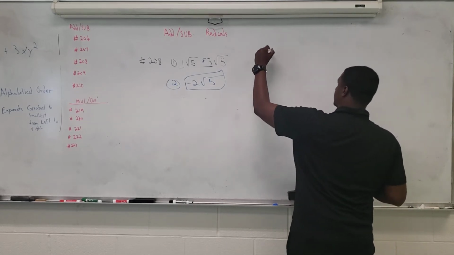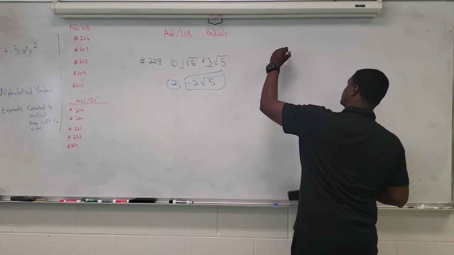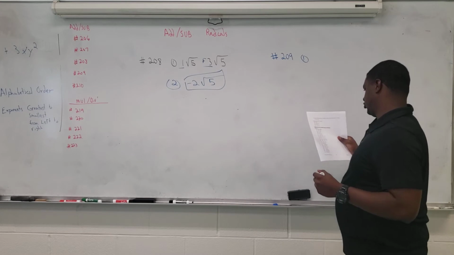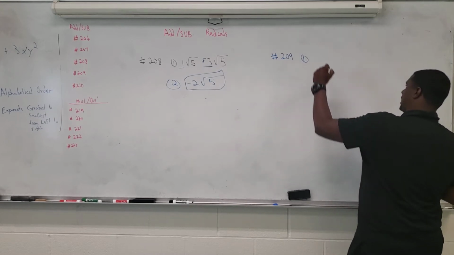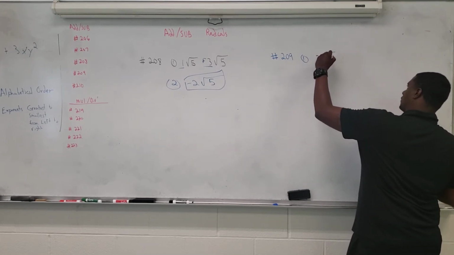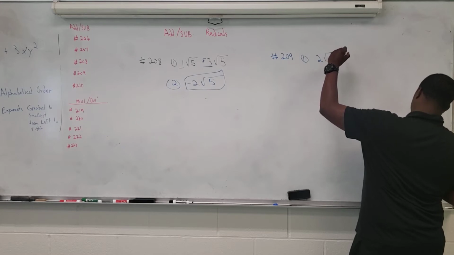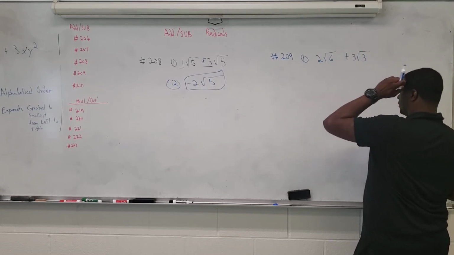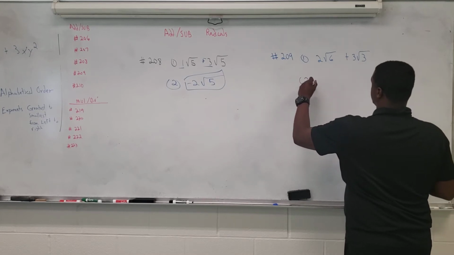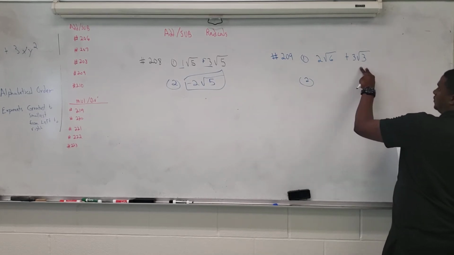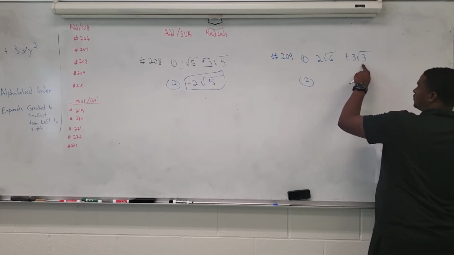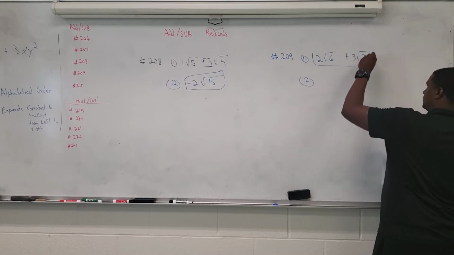Number 209. I have 2 square root of 6 plus 3 square root of 3. On these, right? This is a square root of 6, this is square root of 3. These are not like terms. So this is my final answer.